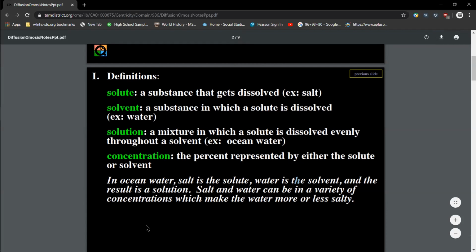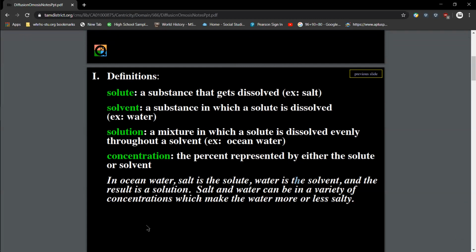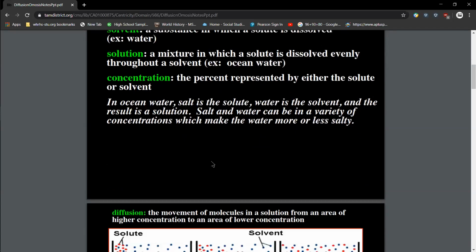The other aspect is the solution. The solution is the solute dissolved in the solvent. An example of this is ocean water. Ocean water contains salt, and the salt is the solute, while water is the solvent. And so the concentration: how do we figure out the concentration?